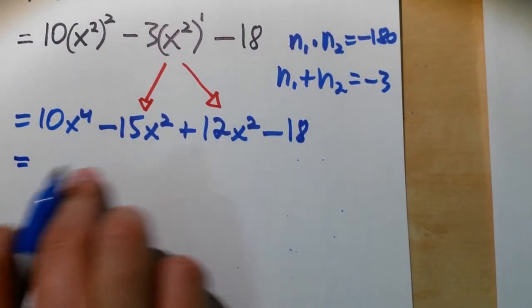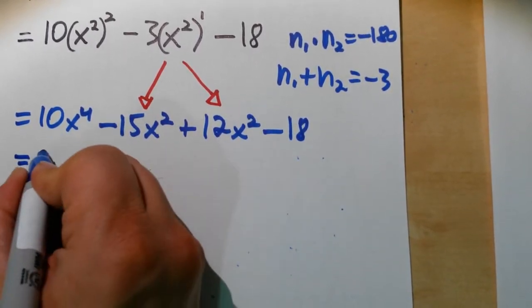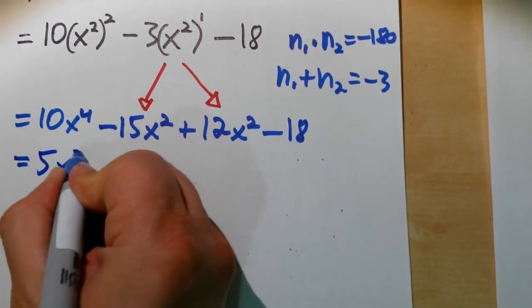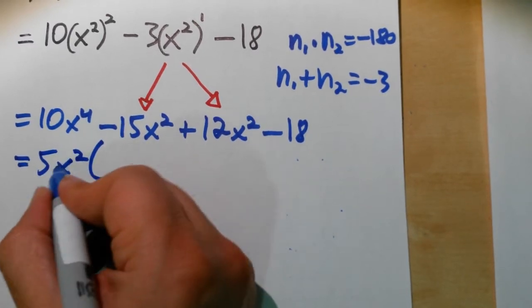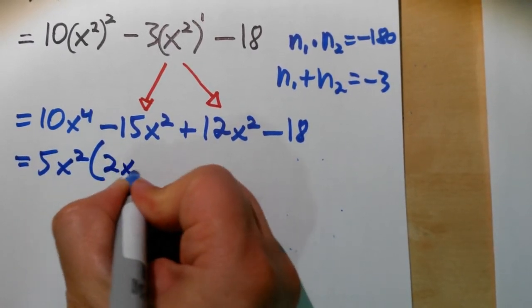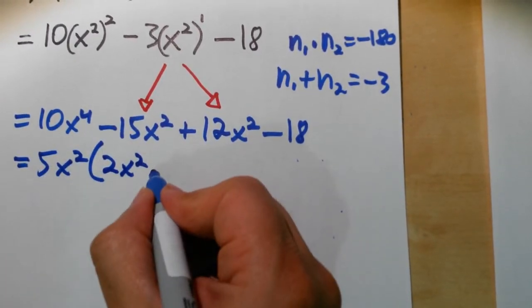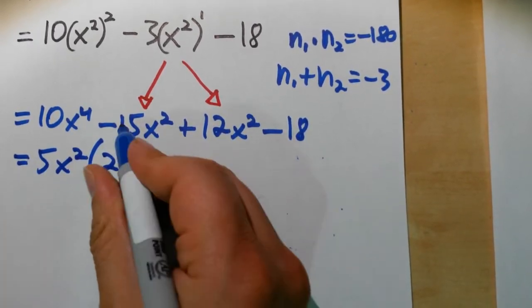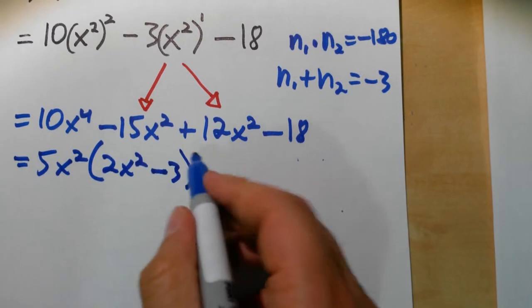What's common between these two expressions? Well, they're both multiples of 5. The constants, 10 and 15, are multiples of 5. And among the variables, the x squared. So let's open bracket. Here we have 5x squared times 2x squared in order to get 10x to the power of 4, and 5 times negative 3 in order to get negative 15. The x squared stays the same.